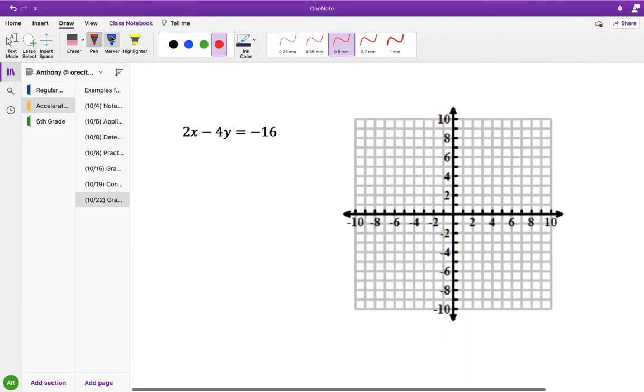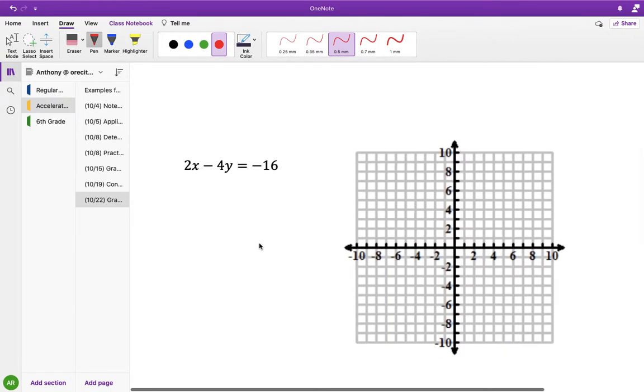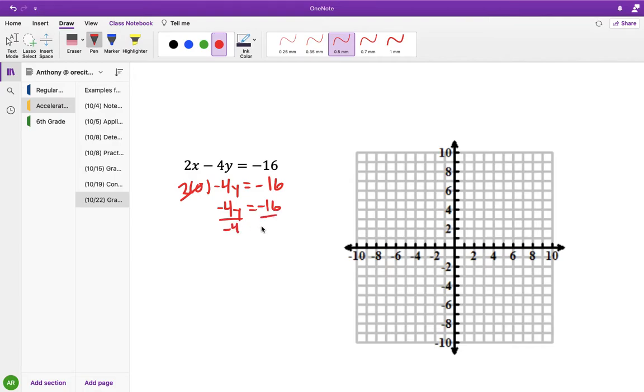Okay, on to examples. All right, so the first thing I'm going to do is plug in a 0 for x. So the reason we're using zeros is because it just cancels out. So 2 times 0 minus 4y equals negative 16. So you notice that just goes away, and I'm left with negative 4y equals negative 16, divided by negative 4.